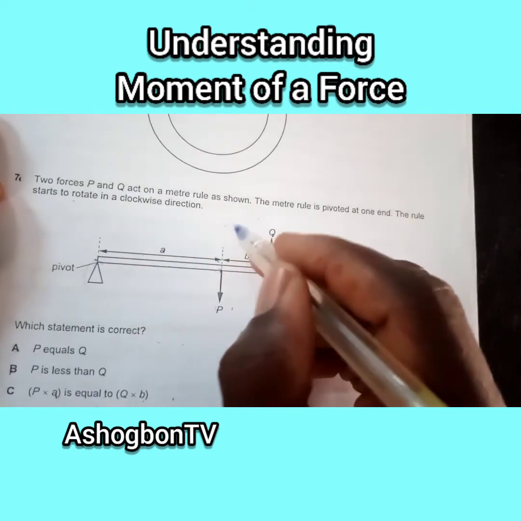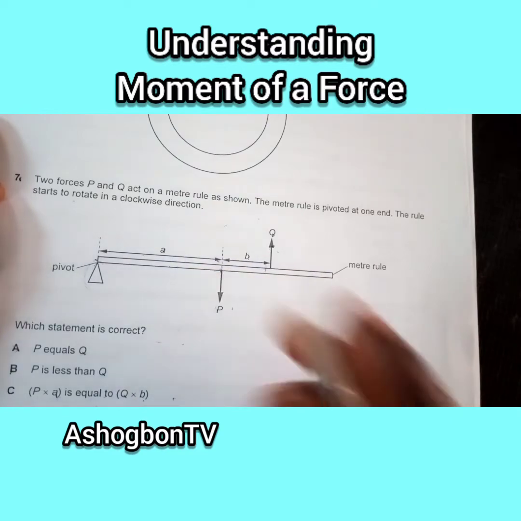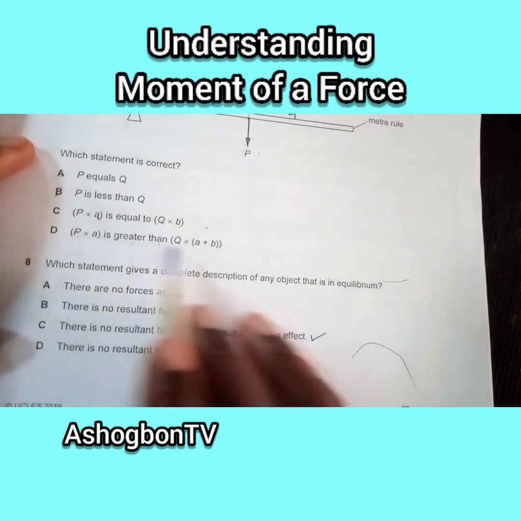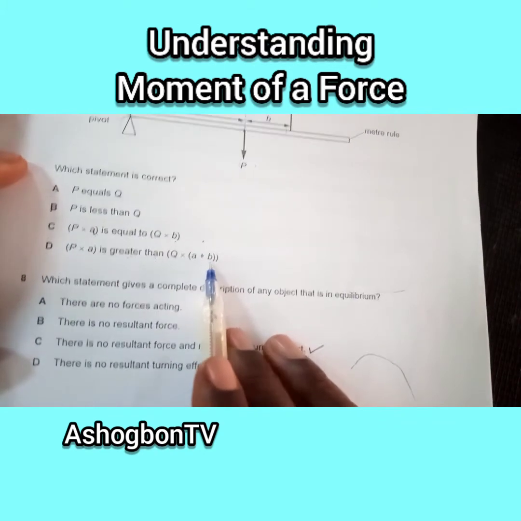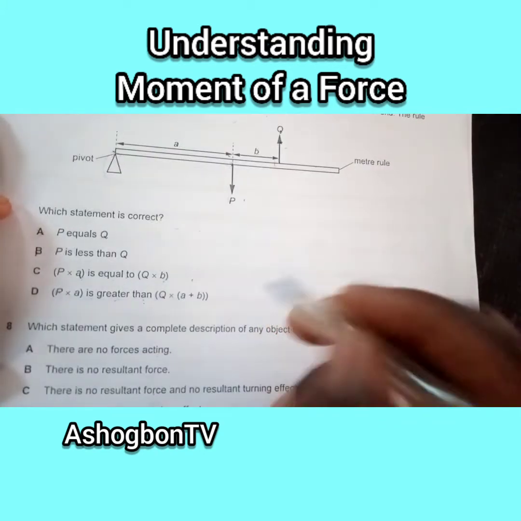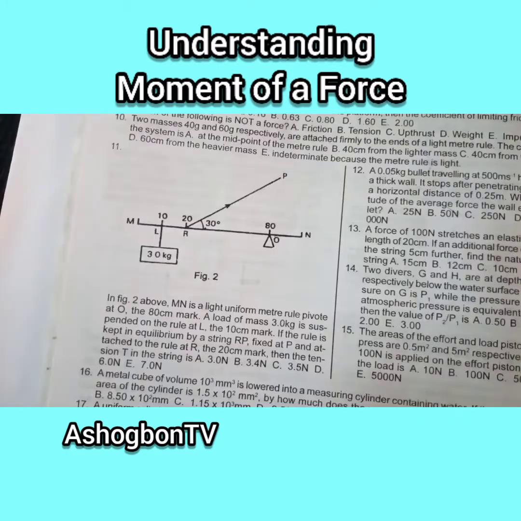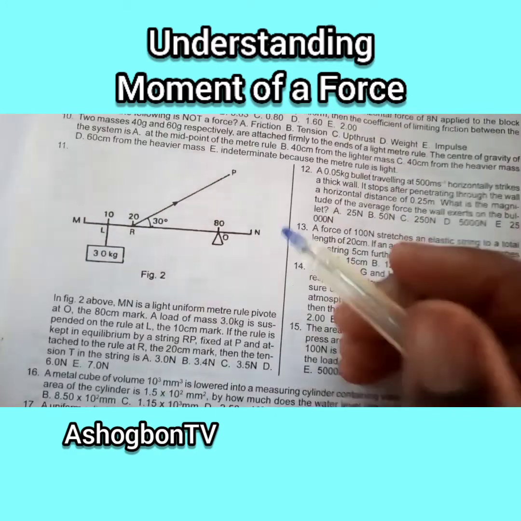Q times A plus B. Yes, and that is what you have in option D, A plus B, and that option D is the correct answer. Now let's see, we have another question here.